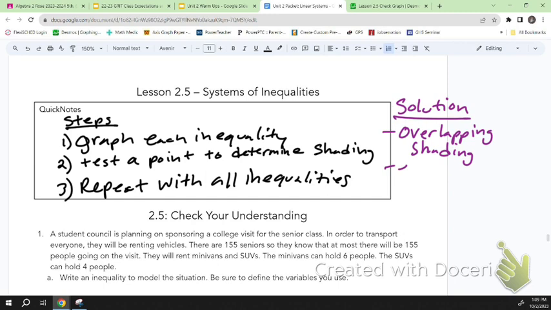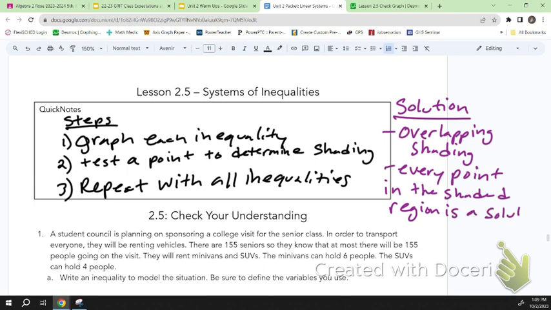Why can't we just ever stay at 2? Every point in the shaded region is a solution. And that's the overlapping shaded region.